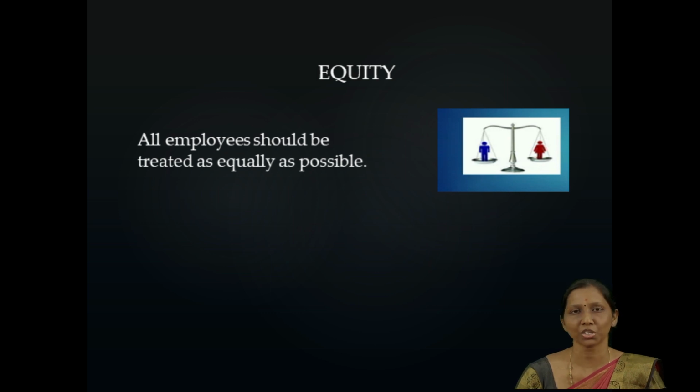The next principle is equity. Yes, equity means all are equal. All employees in the organization should be treated as equally as possible. Whether it is the top level management or middle level management, they have to treat all the employees in the organization the same. They should be fair. They should not give more importance to particular groups. Everybody is treated fairly. That is called equity.